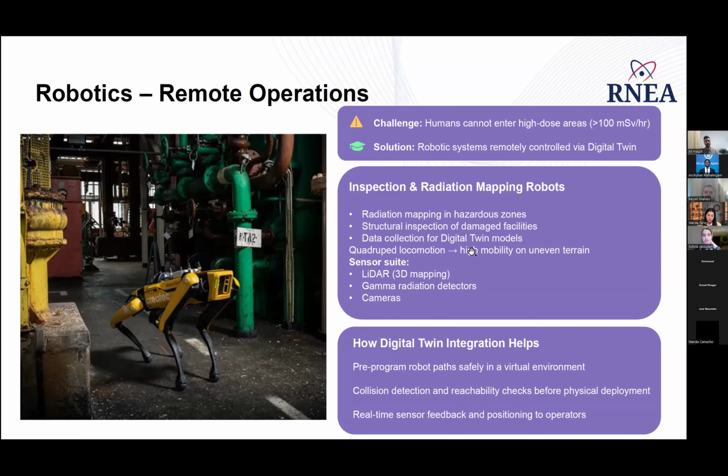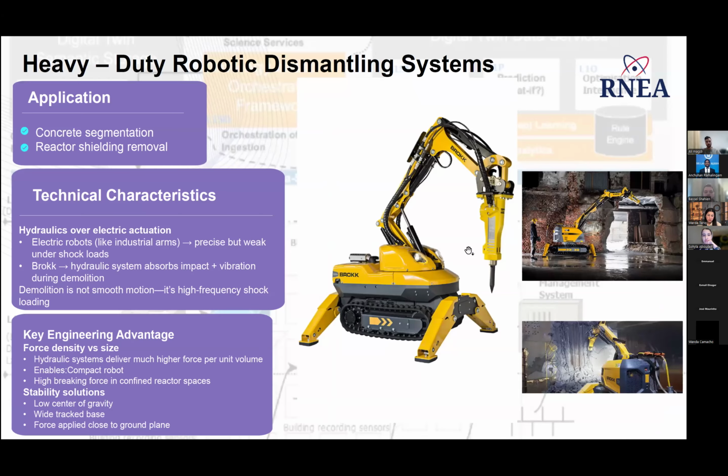So next up, we will look at heavy-duty dismantling. For lighter tasks, that works well, what we talked about previously. But what about heavy-duty demolition? Cutting concrete, removing reactor shielding. Here, engineering trade-offs matter. You'll often see hydraulic systems preferred over electric actuators for this kind of work. Why is that? Well, electric robots, like standard industrial arms, are precise, but they can be fragile under sudden shock loads. As we know, demolition isn't smooth or controlled. It's high frequency, impact, and vibration.